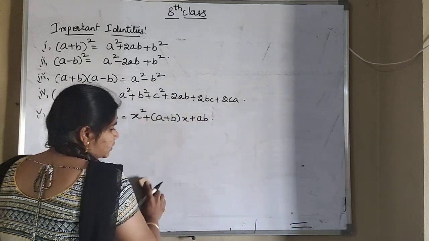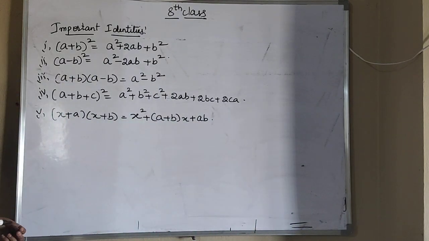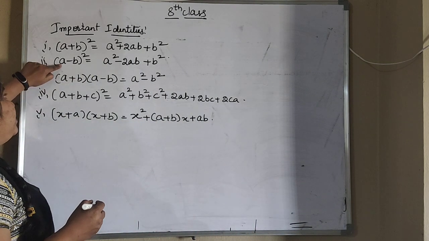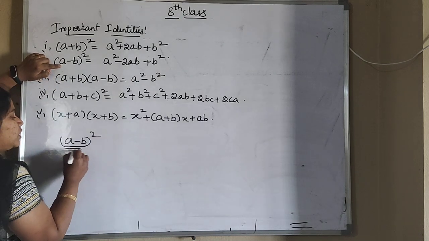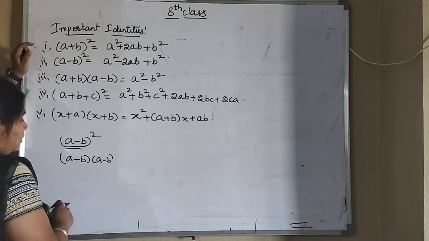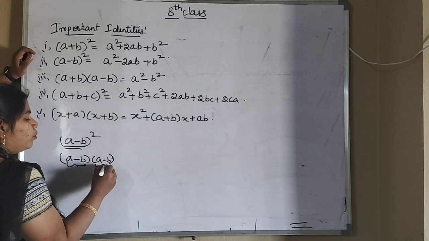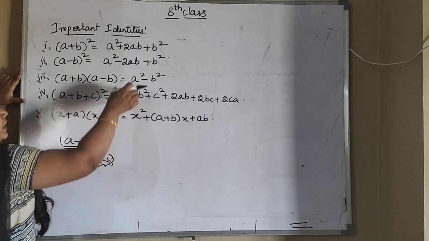So the next one is also the same. In the same order we will apply all the identities. Here, a minus b whole square means a minus b whole square. This term we will multiply 2 times, so it has been converted into binomial times binomial. Just simplify, and you will get this answer.